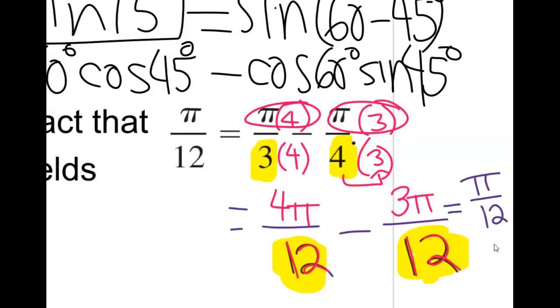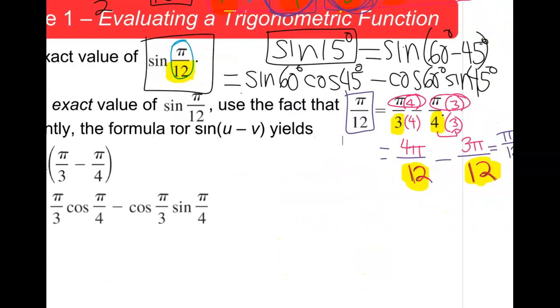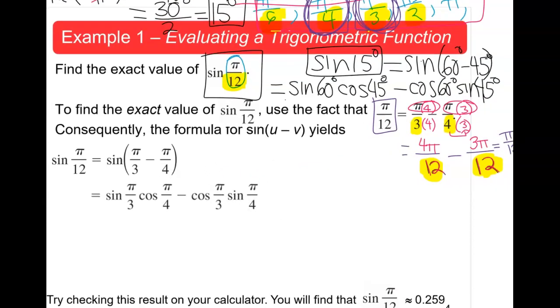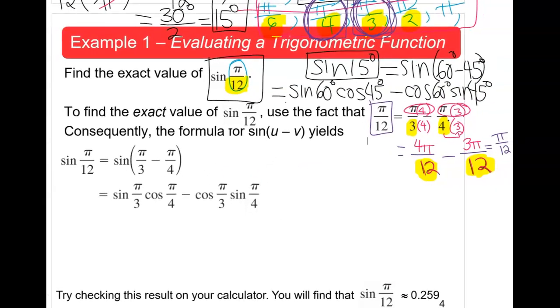So that means that the angle measurements that we chose, they work. After subtracting one from the other, we will get pi over 12, which is what we needed. So now going back to the equation, now that we know why we chose pi over 3 and pi over 4, as you could see here, pi over 3 minus pi over 4.